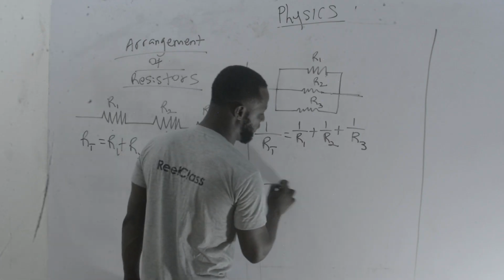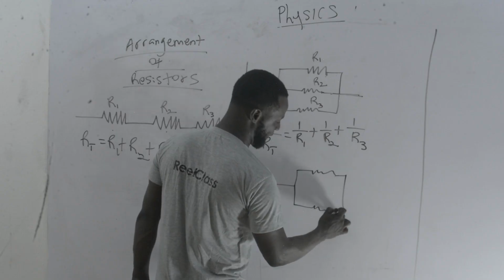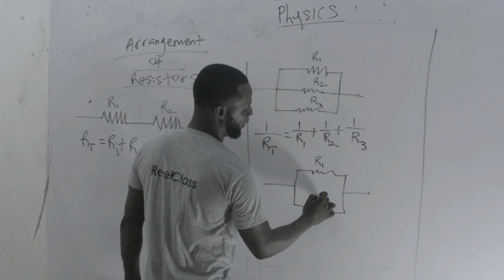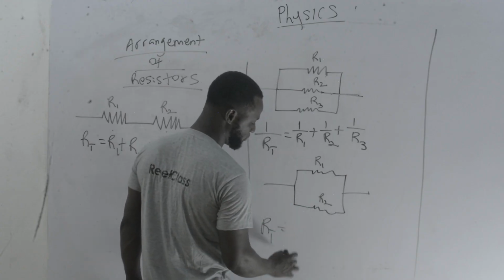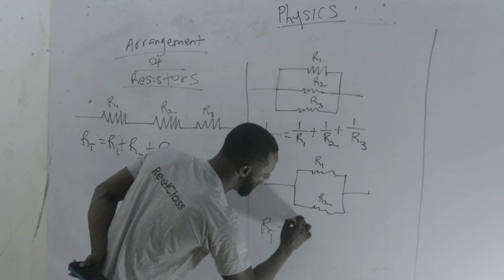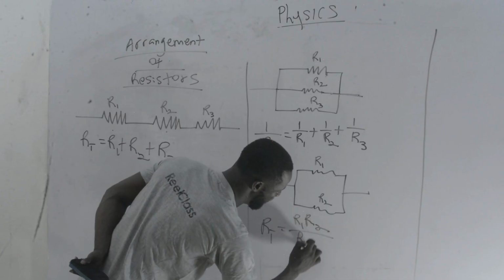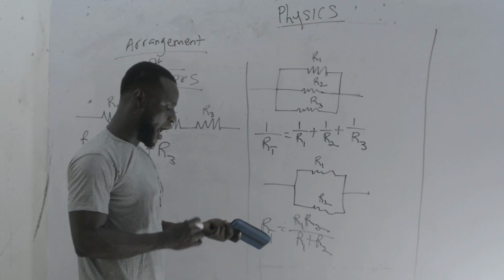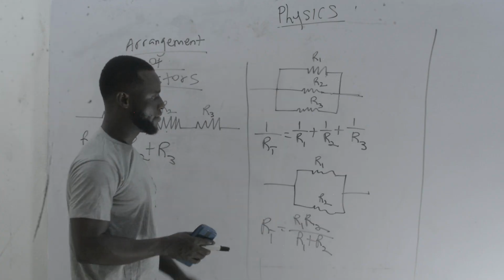However, if there were only 2 of them arranged in parallel, there will be no need to do this. Use this equation: R total will simply be equal to product over sum, which will be R1 R2 over R1 plus R2. Now this is when they are arranged in parallel. These are the parallel arrangements and these are the series arrangements.